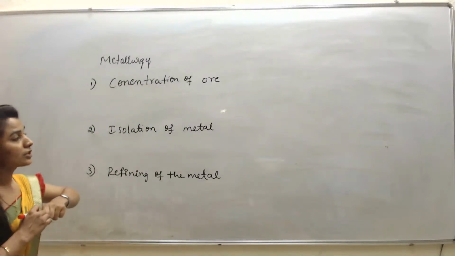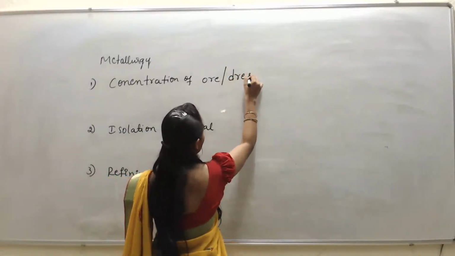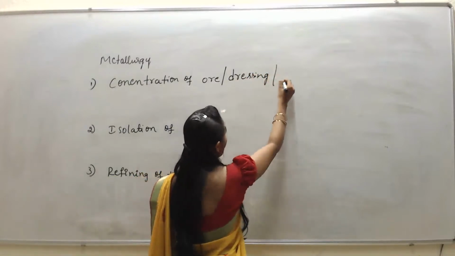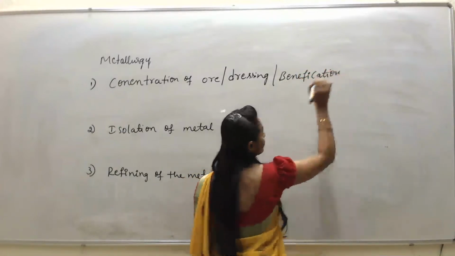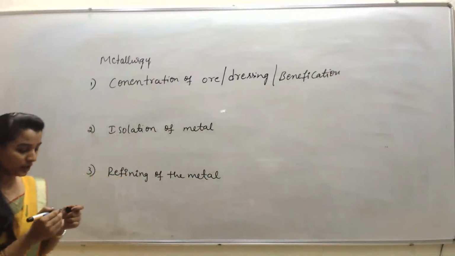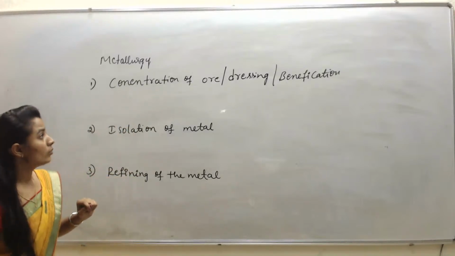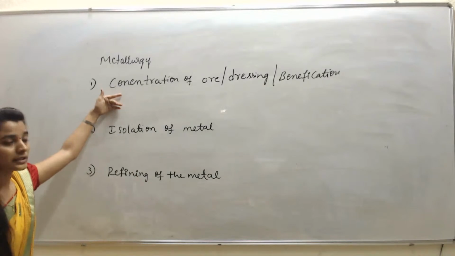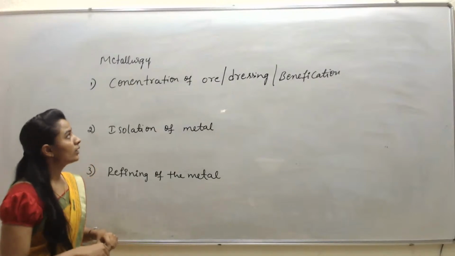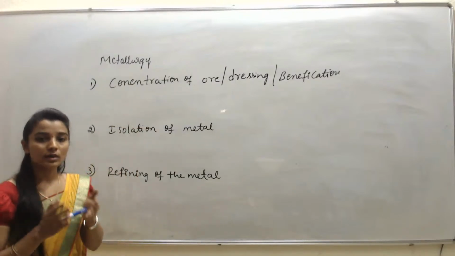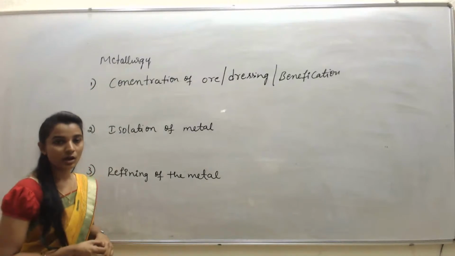In this, concentration of ore is also called dressing of ore or beneficiation of ore. Concentration of ore means the removal of impurities, that is gangue particles. It may be sand, stone, or some other extra elements which we do not require in the extraction of the metal. Those unwanted impurities are removed from the ore particle, and that is called concentration of ore.